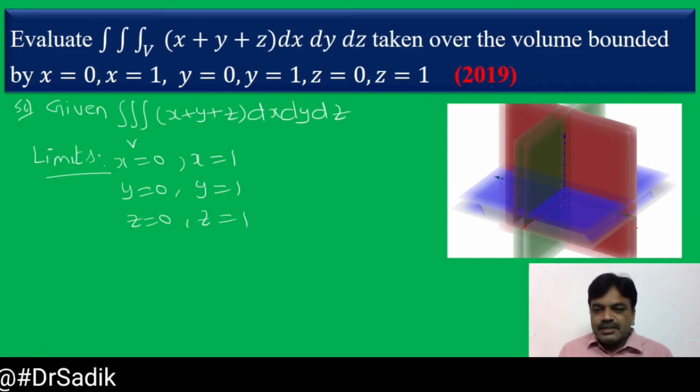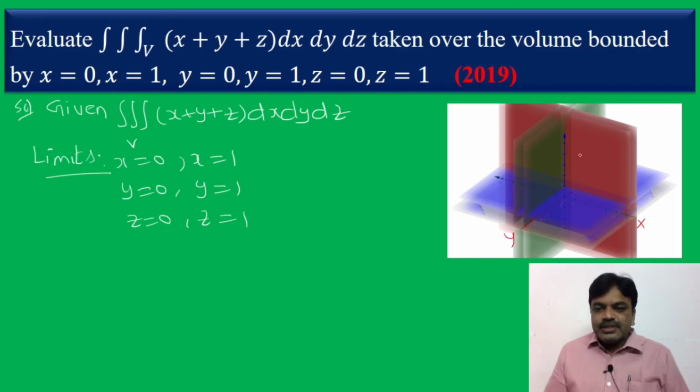This is the x axis, this is the y axis, and this is the z axis. Here x is equal to 0, and this is x is equal to 1, and here y is equal to 0 and y is equal to 1, and here z is equal to 0, and this is z is equal to 1. All these boundary regions bound the volume.